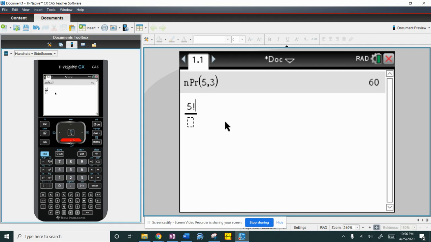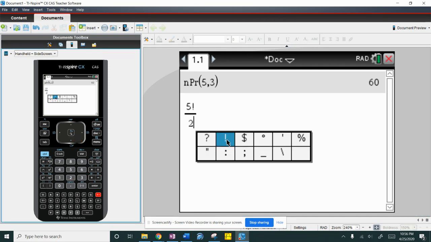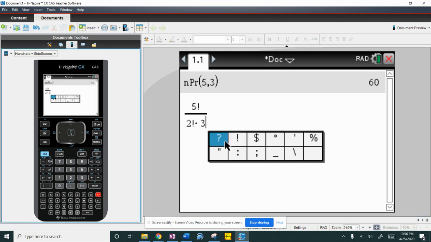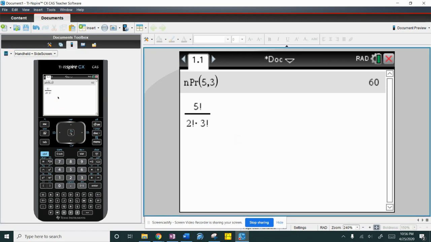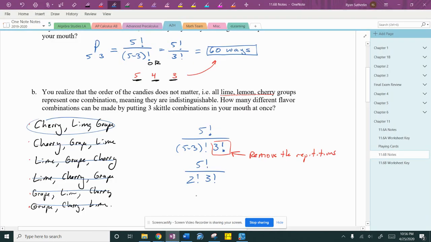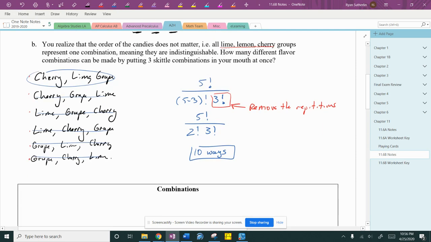5 factorial over 2 factorial times 3 factorial. And we're getting rid of that repetition, so it should be less. And it is. It's 10, right? We've removed those 6. Every flavor group I come up with that I can remove, they're going to have those repetitions. So here, there are only 10 ways. And this illustrates what a combination is.